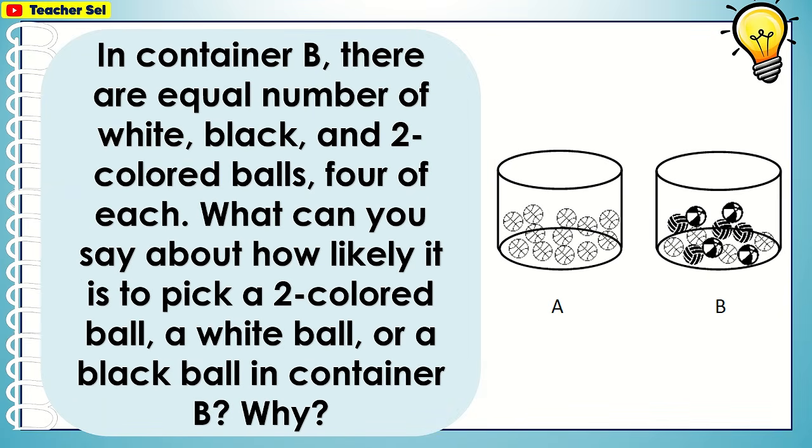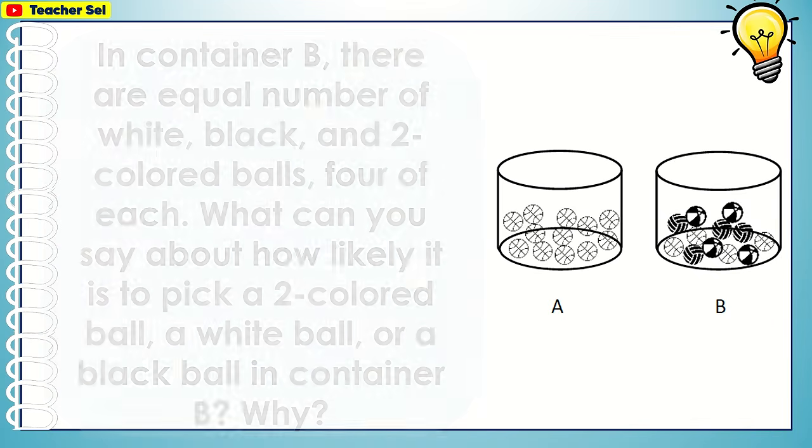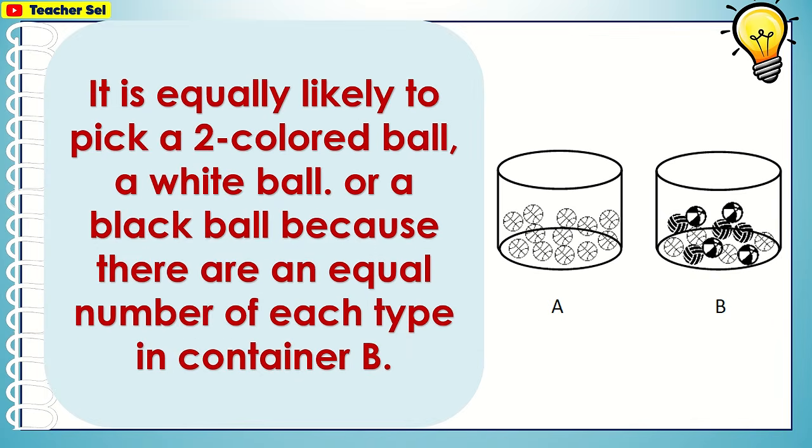In container B, there are equal numbers of white, black, and two colored balls, 4 of each. What can you say about how likely it is to pick a two-colored ball, a white ball or a black ball in container B? Why? It is equally likely to pick a two-colored ball, a white ball, or a black ball because there are an equal number of each type in container B.